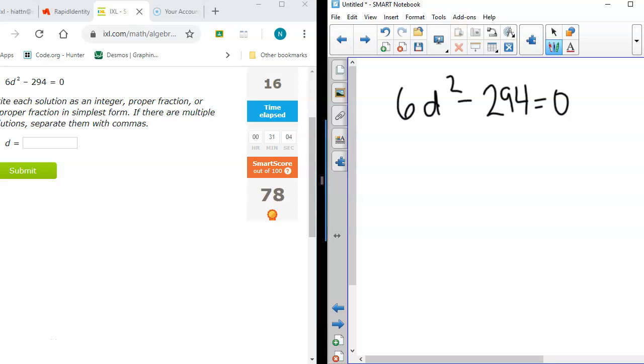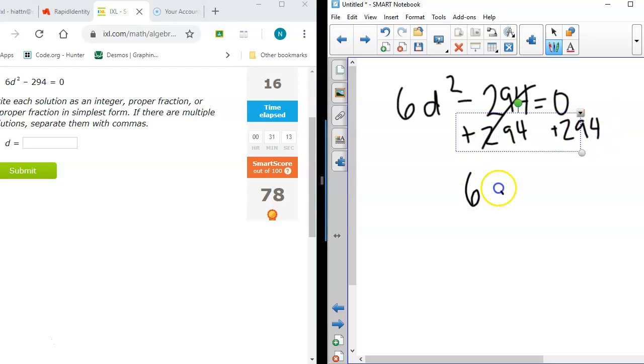So on this one, I would not factor. I would add that 294 to both sides. I can do that because it's just a number. And so I get 6d squared equals 294. And I'm going to divide both sides by 6 here. And let's grab the calculator real quick to see that 294 divided by 6 is 49.